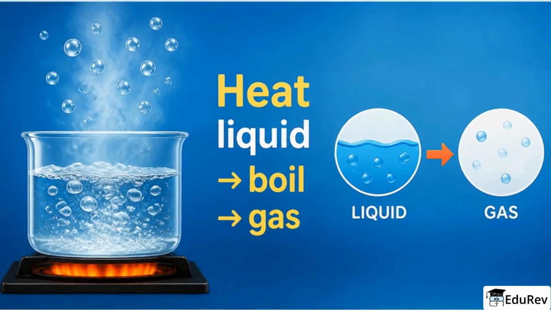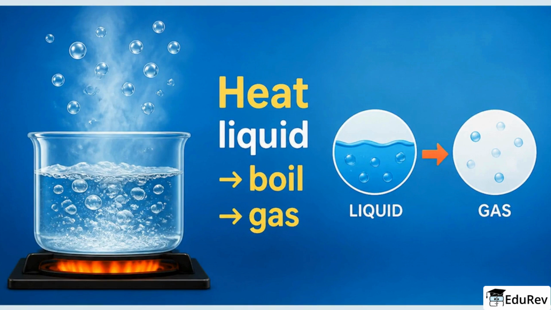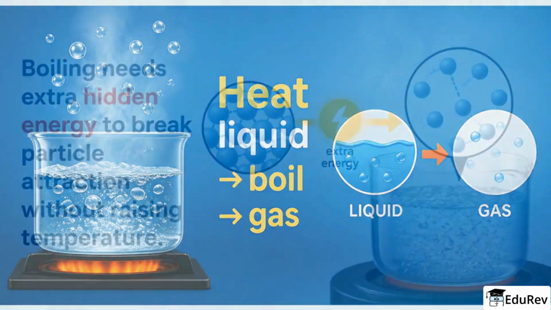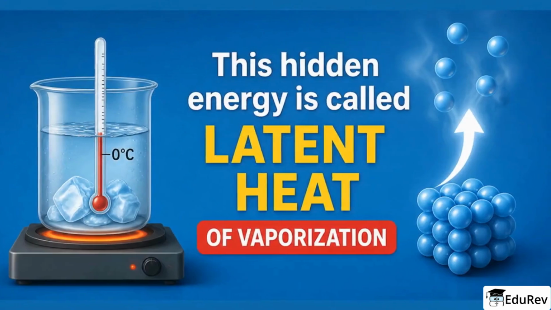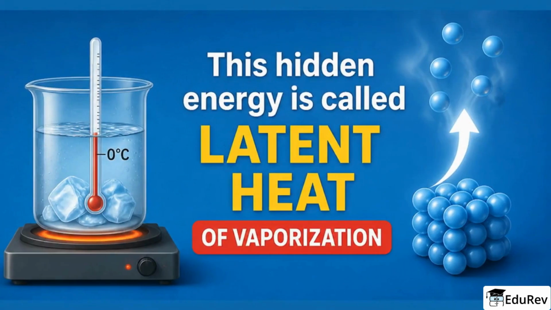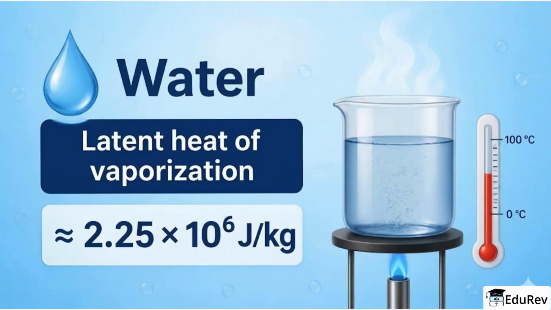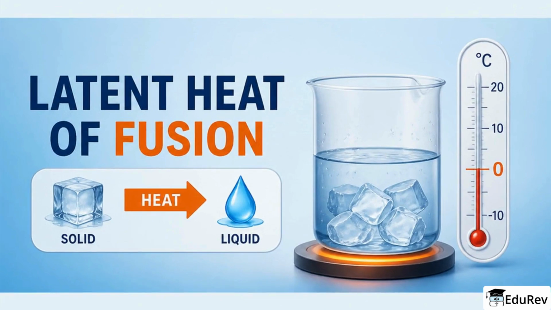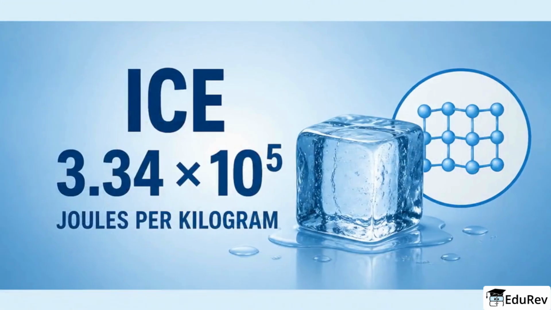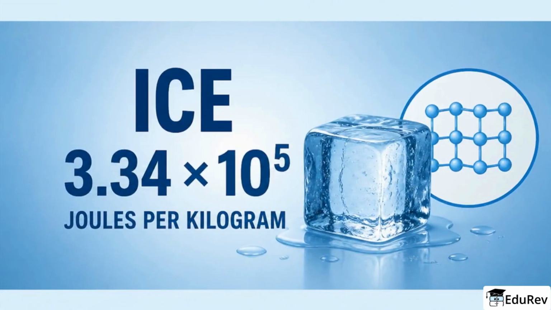Next, when a liquid keeps getting heat, it reaches a boiling point and becomes gas. Boiling needs extra hidden energy to break particle attraction without raising temperature. This hidden energy is called latent heat of vaporization. For water, this latent heat is about 2.25 × 10^6 joules per kilogram. There is also a latent heat for melting called latent heat of fusion. For ice, it is about 3.34 × 10^5 joules per kilogram.